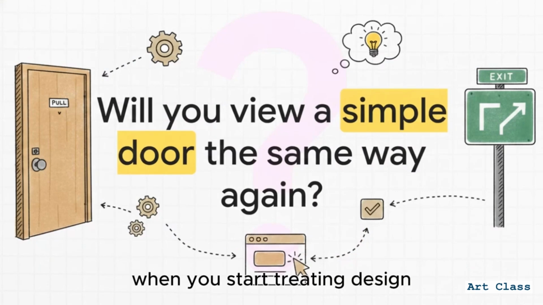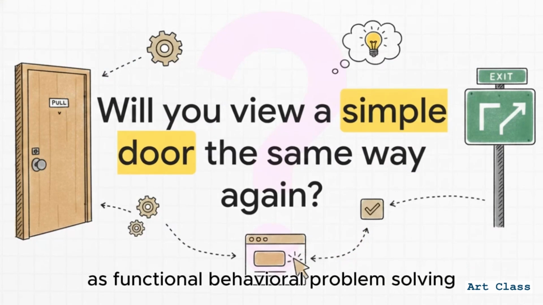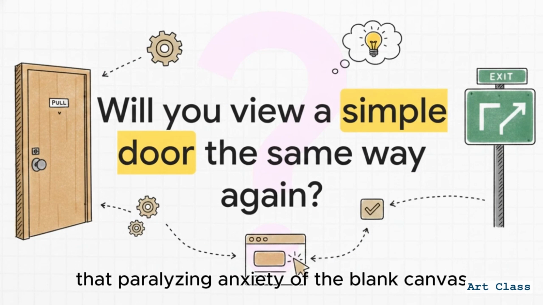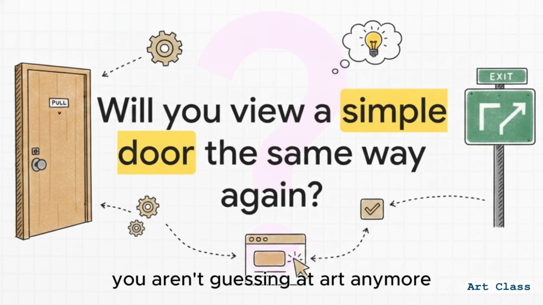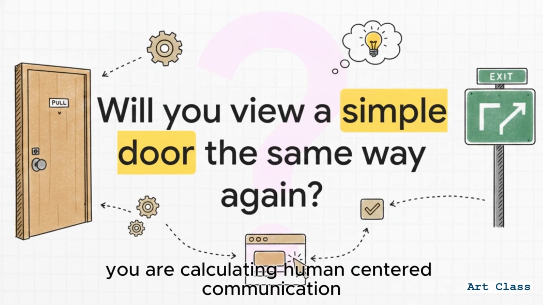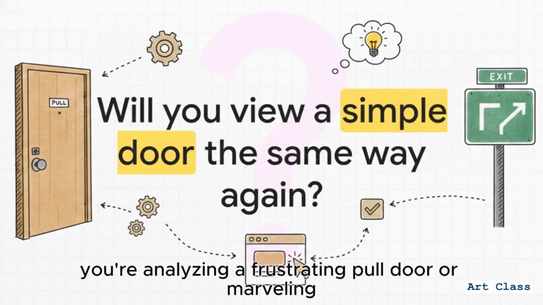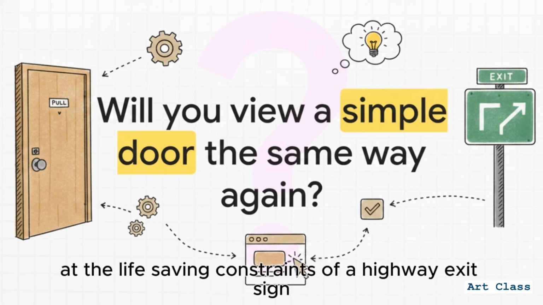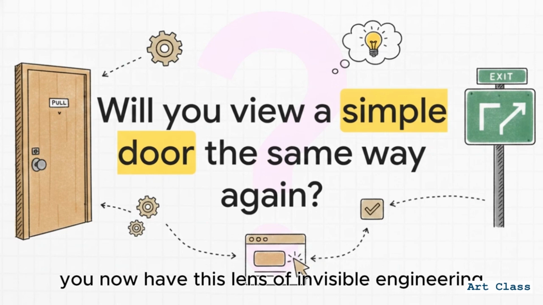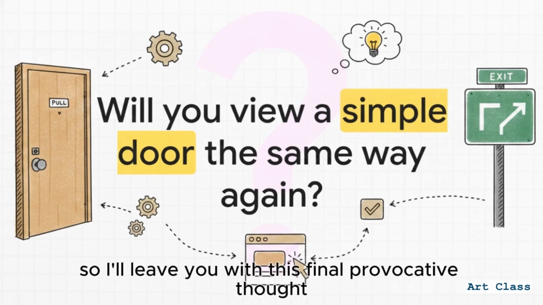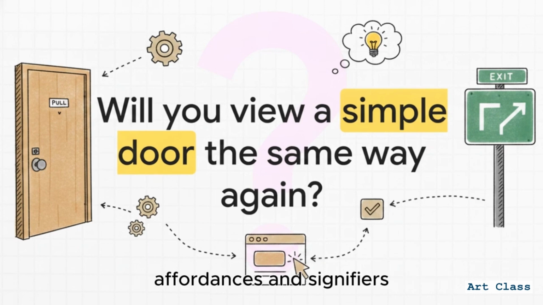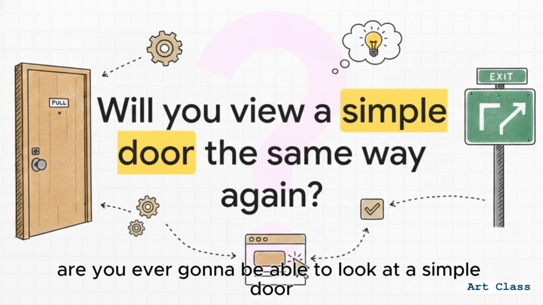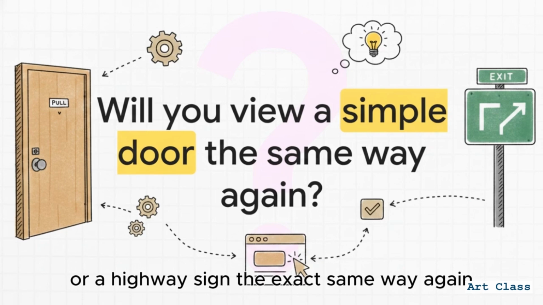When you start treating design as functional, behavioral problem-solving, that paralyzing anxiety of the blank canvas just completely dissipates. You aren't guessing at art anymore, you are calculating human-centered communication. Whether you're analyzing a frustrating pull door or marveling at the life-saving constraints of a highway exit sign, you now have this lens of invisible engineering. So, I'll leave you with this final provocative thought. Now that you understand visual hierarchy, affordances, and signifiers, are you ever going to be able to look at a simple door or a highway sign the exact same way again?